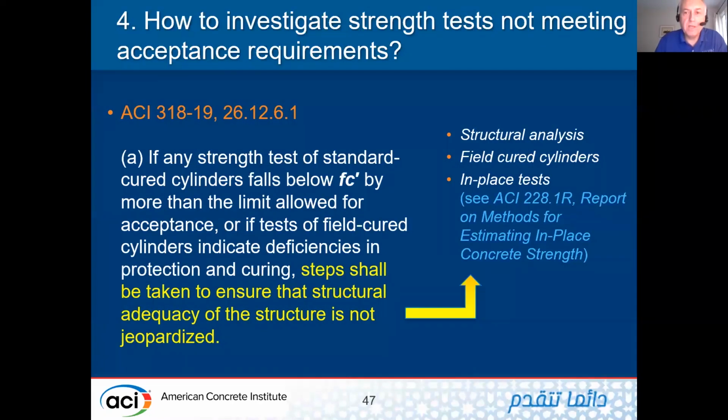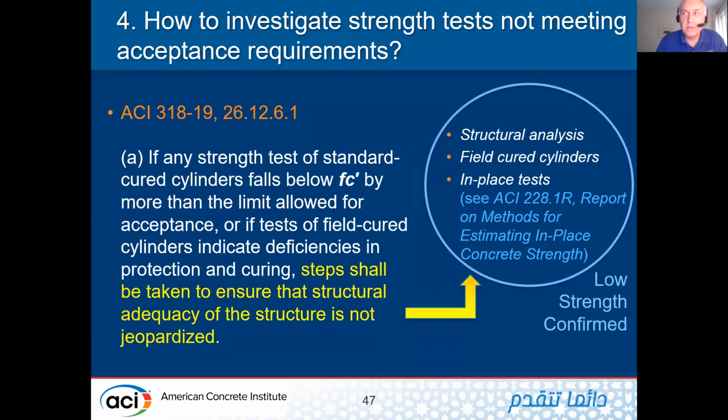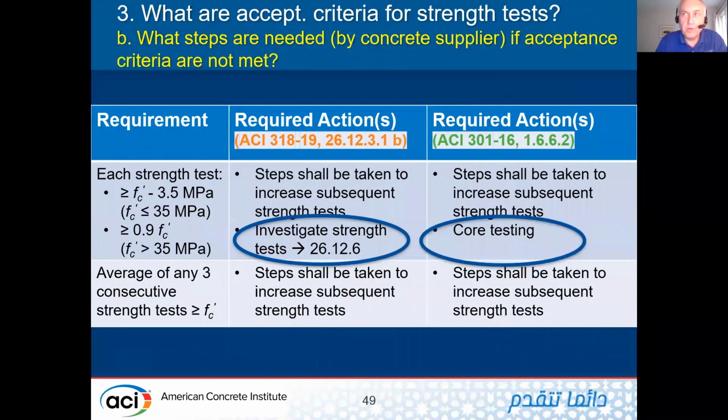Okay, so let's say we have those low strengths. We looked at the field cured cylinders. Steps shall be taken, so we looked at those strength tests, structural analysis, in-place strength. But low strength is confirmed. What do we do next? Then the code says core testing is the next step. Before we go there, let's look at the differences between 318 and 301. 318 says investigate strength, and once that investigation is not conclusive, then comes the core testing. ACI 301 goes directly to core testing.